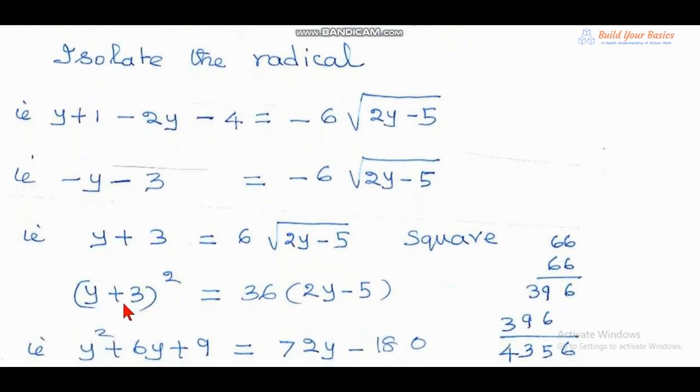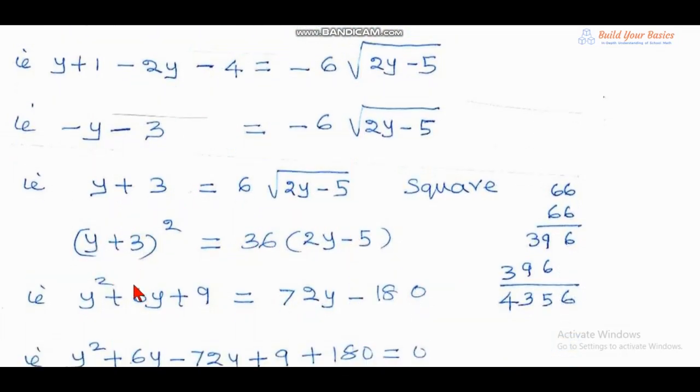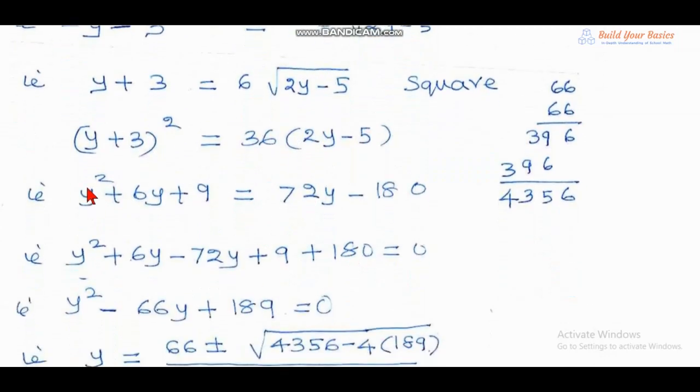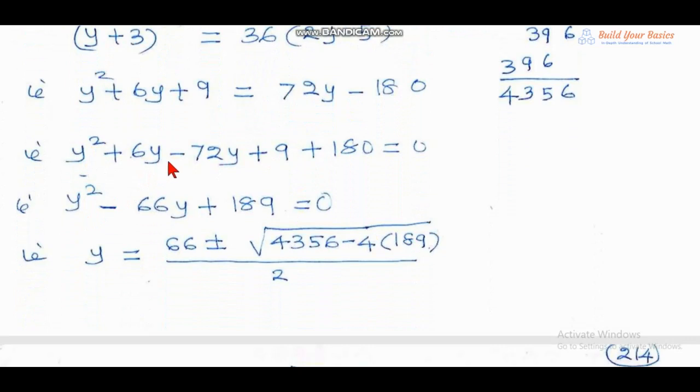Squaring both sides, y plus 3 whole squared equal to square of 6 is 36, square of 2y minus 5 is simply 2y minus 5. A plus b whole squared expansion, y squared plus 6y plus 9 equal to 72y minus 180. That is y squared plus 6y minus 72y plus 9 plus 180 equal to 0. That is y squared minus 66y plus 189 equal to 0.